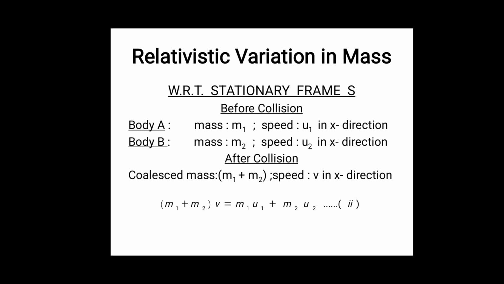With respect to the stationary frame of reference S, suppose the bodies A and B appear to have mass values m1 and m2 and speeds u1 and u2 respectively. After collision, as the combined mass is at rest with respect to frame S dash, it will appear to move with the speed of frame S dash with respect to an observer in the stationary frame S. By conservation of momentum, total momentum after collision must be equal to total momentum before collision. That is, m1 plus m2 into v must be equal to m1 u1 plus m2 u2.